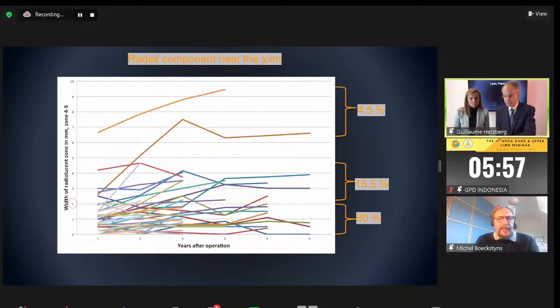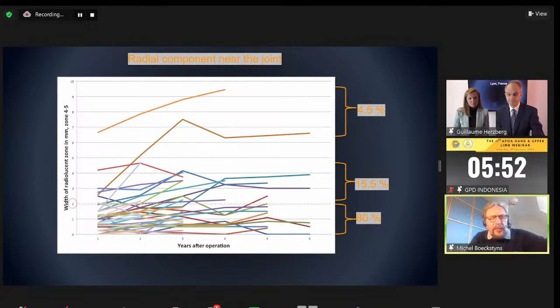Yes, this shows about the same as what you said. This is the development of the osteolysis on the radial side as a function of time. You see, most of them stay under 2 millimeters and nothing happens. A few increase during the first 2-3 years and then stabilize. And very few increase rapidly. We don't exactly know what will happen there. They may loosen or they may stay stable for some more years. But about 4-5% develop an important osteolysis. That may be a concern.